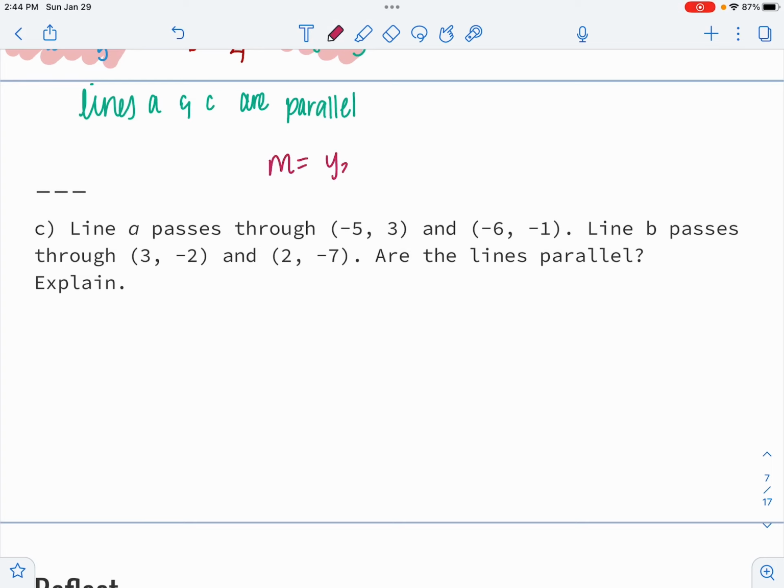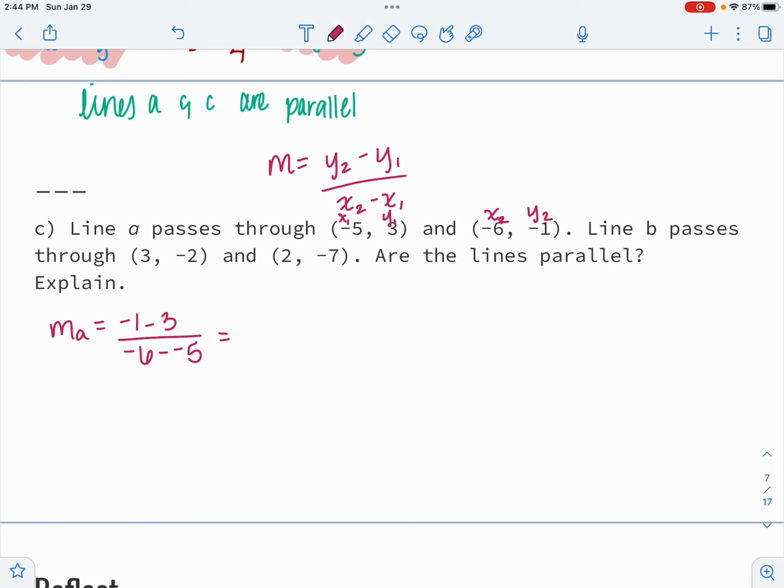So remember that the slope formula is y2 minus y1 over x2 minus x1. And we can label our points. So that could be x1, y1. That's x2, y2. And let's find the slope for that first line. So that's going to be -1 minus 3 over -6 minus -5.